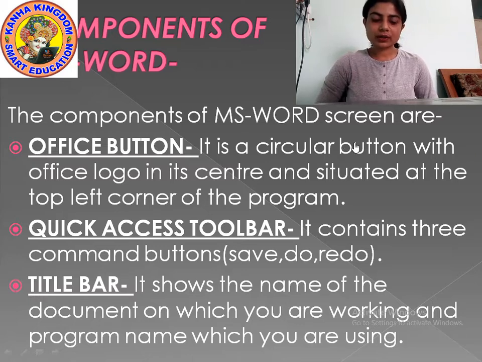The first component is the Office button. What is the Office button? It is a circular button with the Office logo in its center, and it is situated at the top left corner of the program window. This Office button is a circular button with the Office logo in its center, situated at the top left corner of the program window.